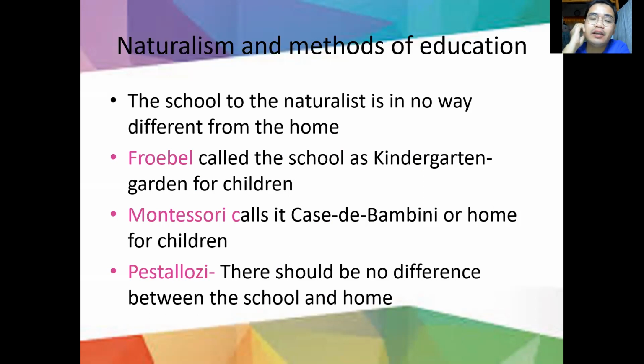Okay? There are proponents like Froebel, the father of kindergarten. Take note of that: the father of kindergarten is Friedrich Froebel. And then we have also Maria Montessori, and Pestalozzi. So these three people envisioned that schools should be like homes. For example, Maria Montessori is an advocate of a teaching methodology wherein you allow learners to learn what they want to learn. For example, in a Montessori school, there are materials surrounding them inside the classroom.